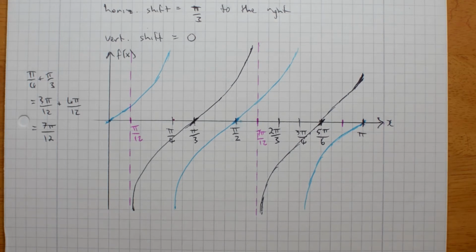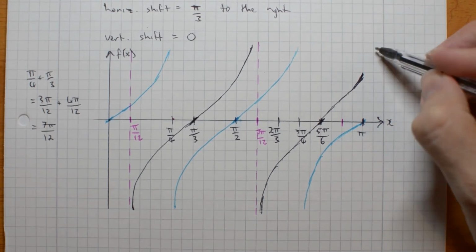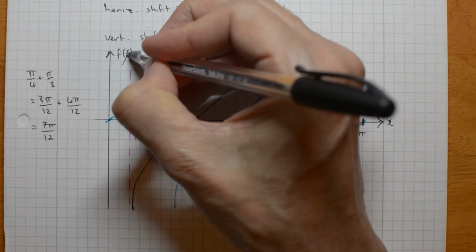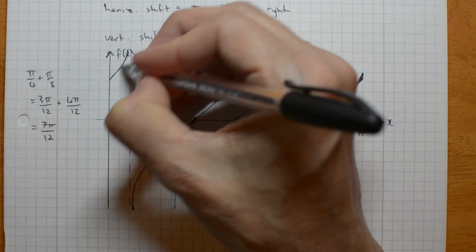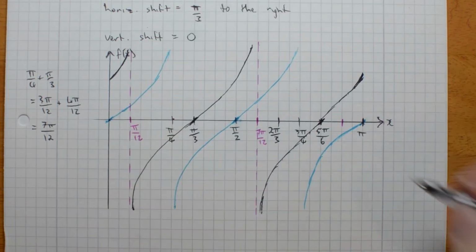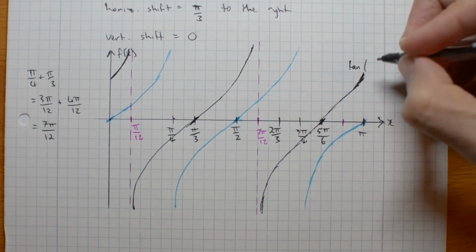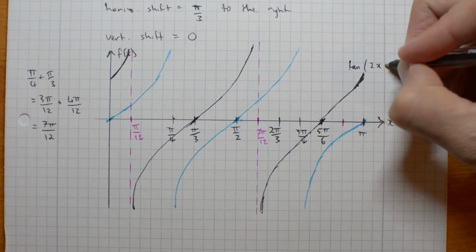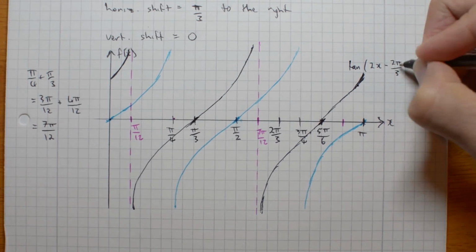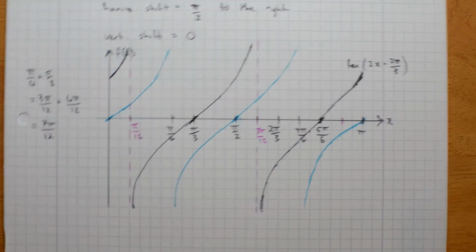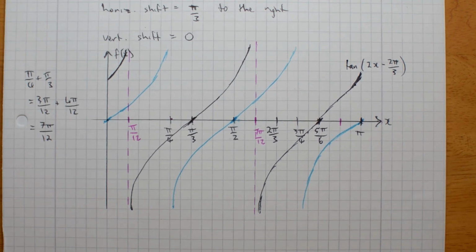All right, there's one more bit missing. This bit of this graph that I couldn't draw here, I actually have to draw over here. So it's coming down from that asymptote until we get to 0. So my black line is tan of 2x minus 2 pi on 3. And there in black is the graph I want.